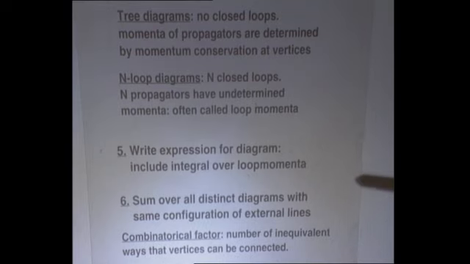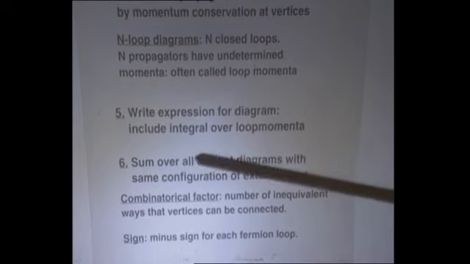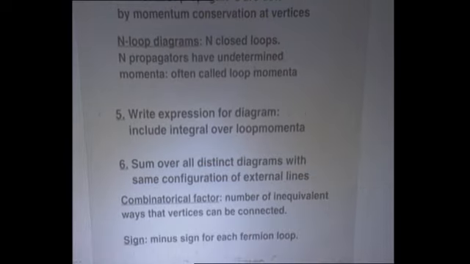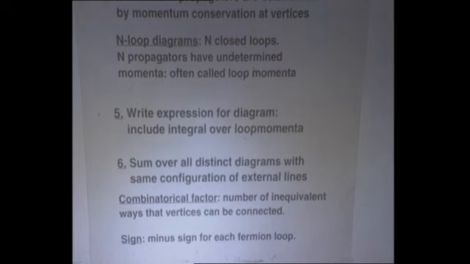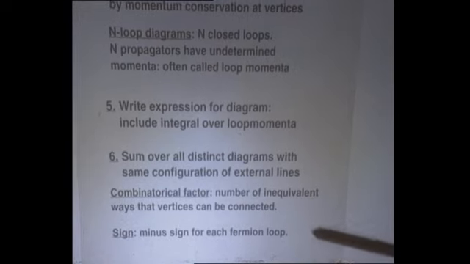So eventually we have the expression for a diagram which includes the integral over the momenta, and then we have to sum over all distinct diagrams with the same configuration of external lines. And the trickiest part is always this combinatorial factor. You have to sort out the number of inequivalent ways you can connect those vertices, and that's a factor that you have to include in your expression for the Feynman diagram.